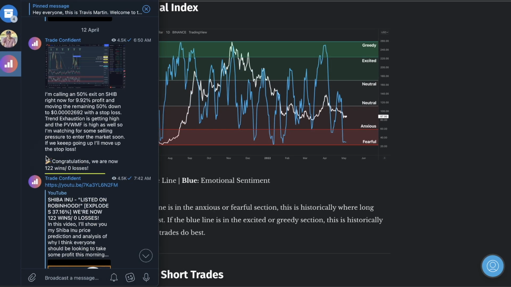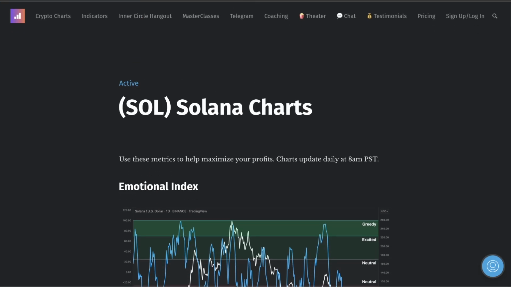Guys, we're currently sitting at 122 wins, 0 losses. We've never lost a crypto trade with our trading strategy, and I'll show you guys how we trade this. The last trade we took was a 9.92% profit on SHIB, and that was for 50%, and the remaining 50% was at 4% profit. All right, guys, let's dive on in.